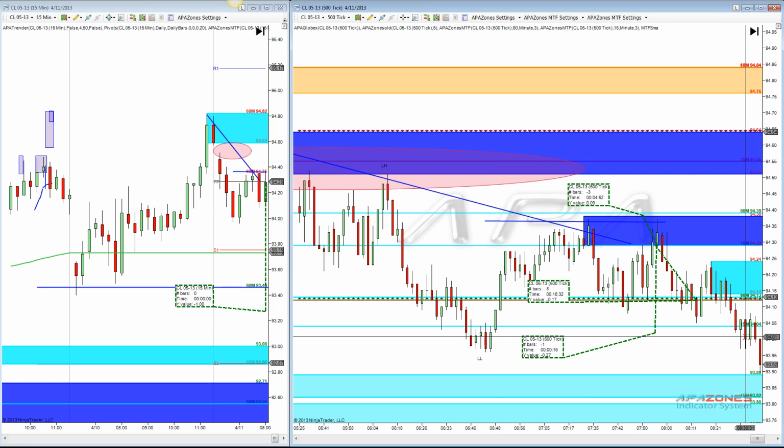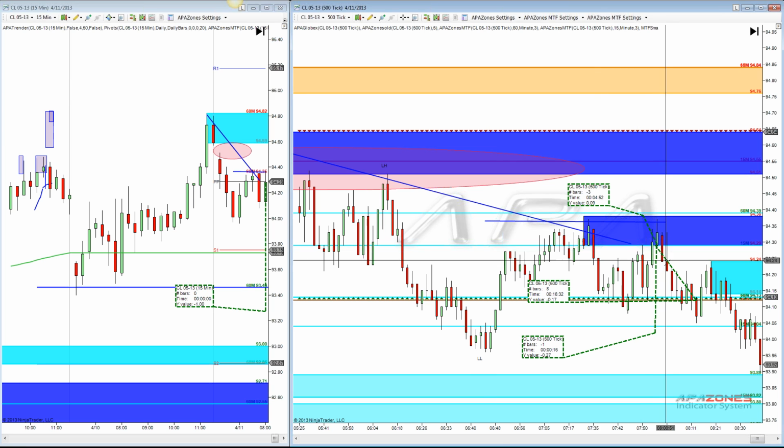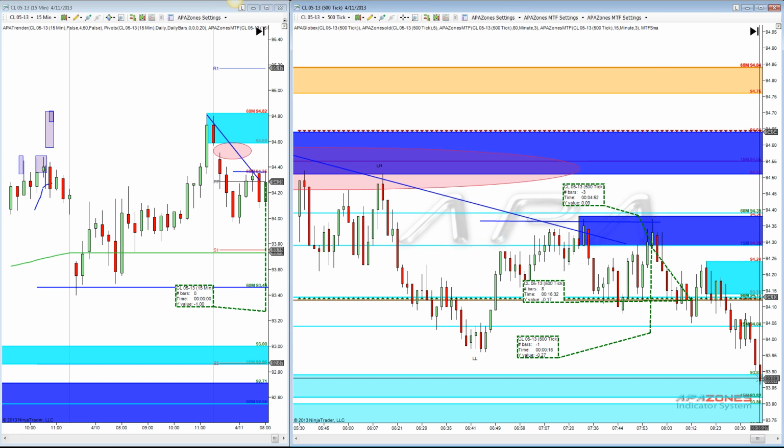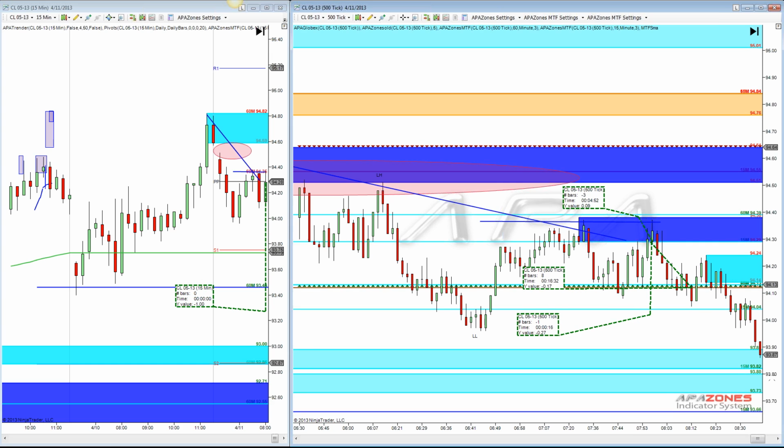Not all zones are created equally, so it did not hold, as everything else has been pointing to a downtrend, especially with a failure to break the high at 8 o'clock. That was really, really good. So let's see how low we can go. New zone down here, right? Not all zones are created equally.